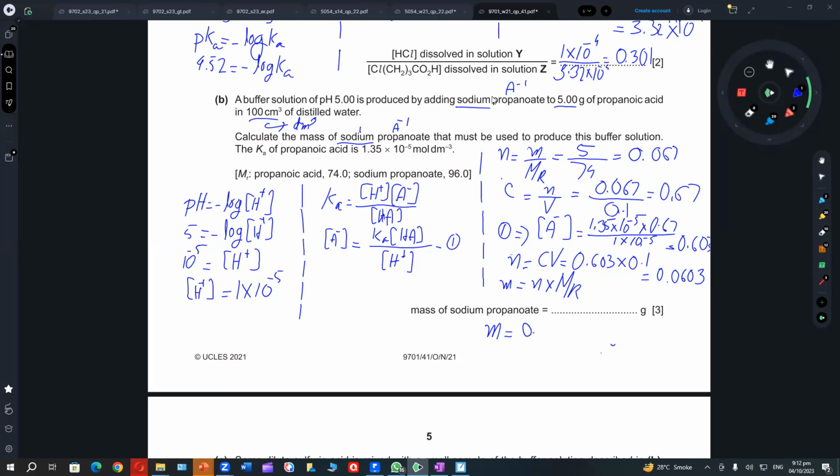But how much is the MR? MR is 96. Yes. How much mass are you getting from here? 5.78.